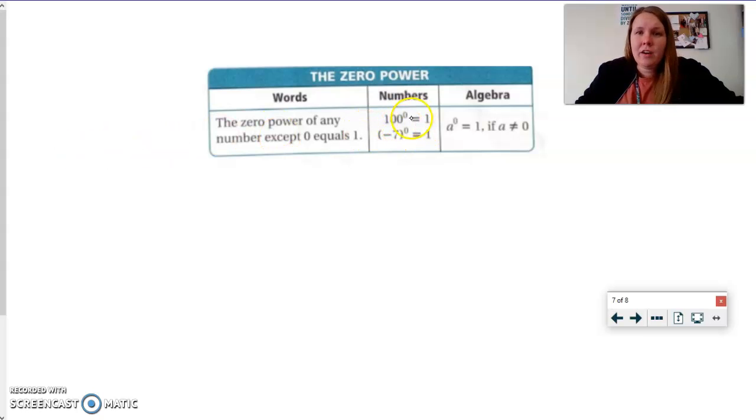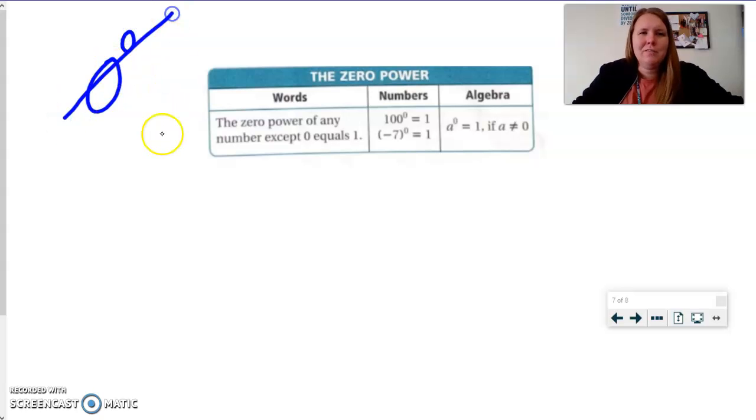I could put 100 and put it to 0. It's going to equal 1. If I put a negative number to 0, it's going to be 1. I can't really do 0 to 0, though, because you're taking nothing to a certain power. That just doesn't work. I can take negatives, fractions, decimals, large numbers, small numbers. Any of those are going to work, and they're always just going to equal 1.